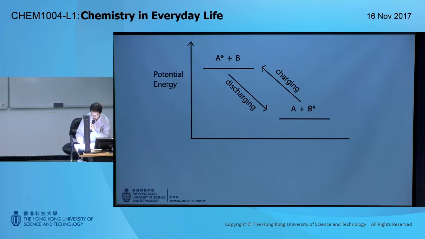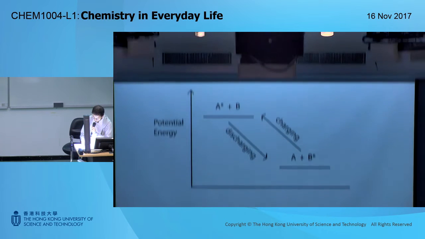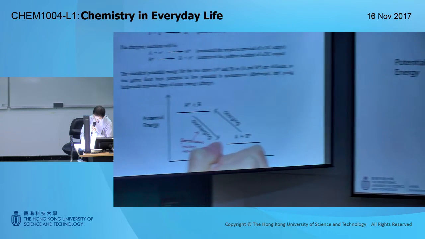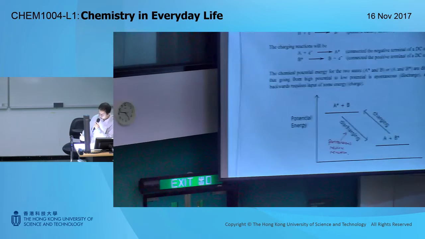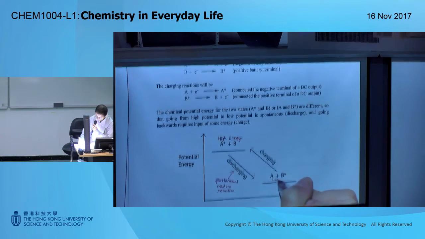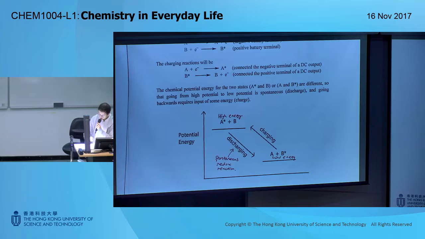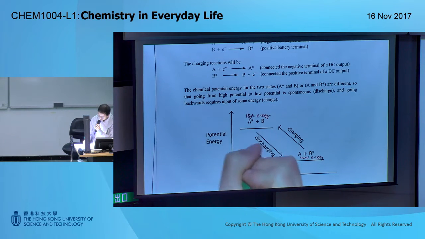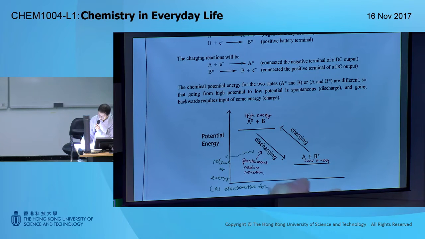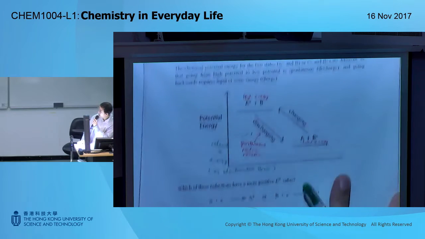So basically, we have a system. The discharge is the spontaneous redox reaction. So we go from high energy to low energy. So in the spontaneous one, we will have a release of energy. And this is the electromotive force. So the moving kinetic energy of the electrons, you can think of it that way.